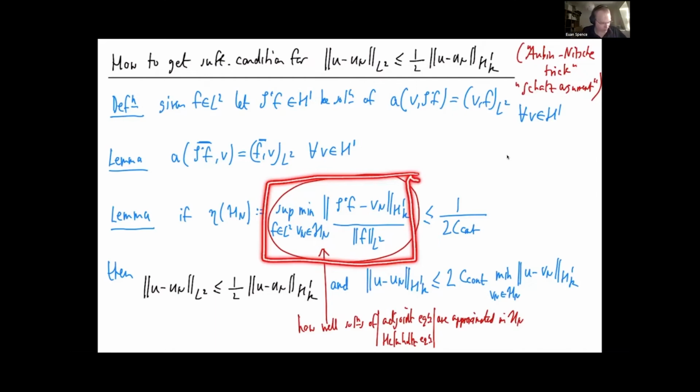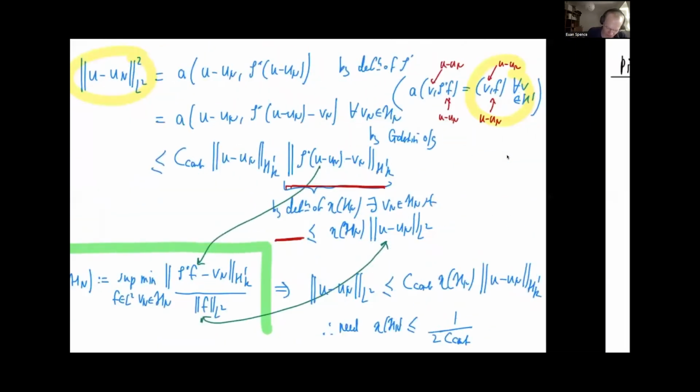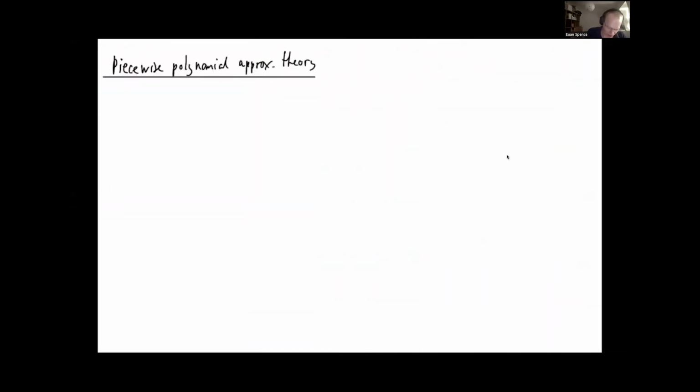So now I'm going to state some results about piecewise polynomial approximation theory. If you've taken some first course on numerical analysis of the finite element method, you will have seen this before. But even if you haven't, I'm hoping to relate it to things that you have seen before, or to argue that this is not so scary.